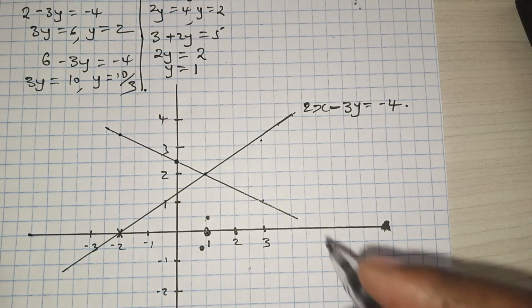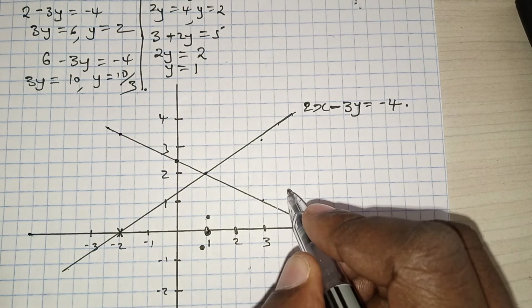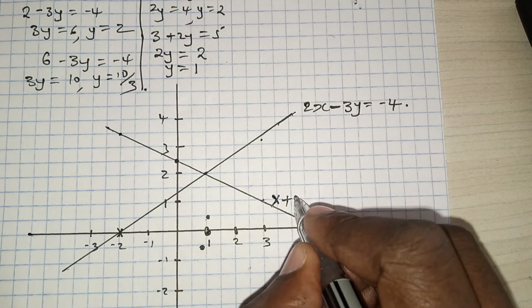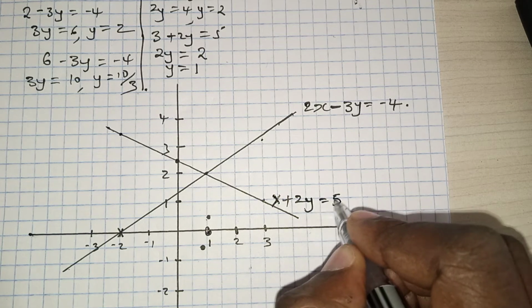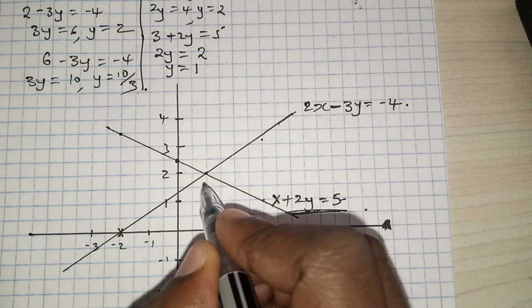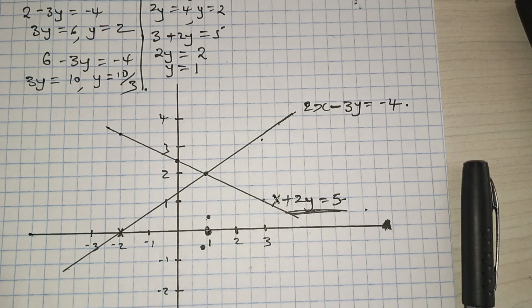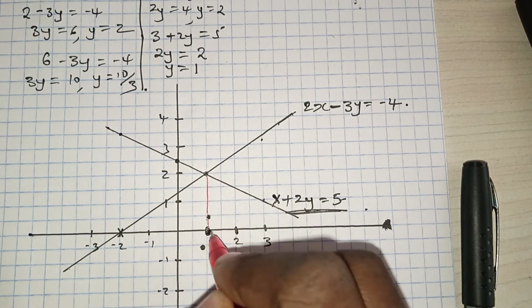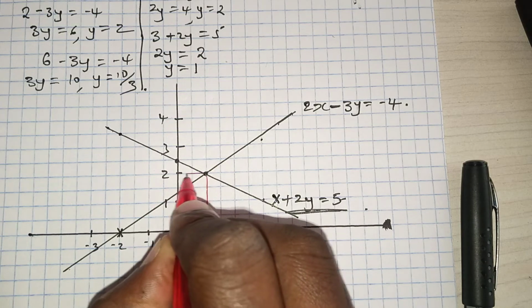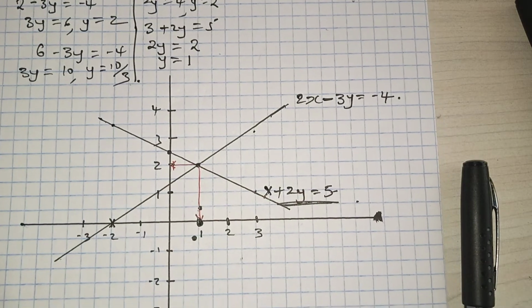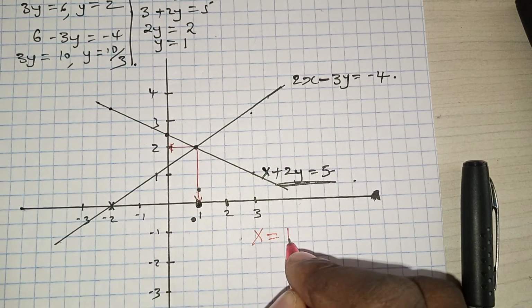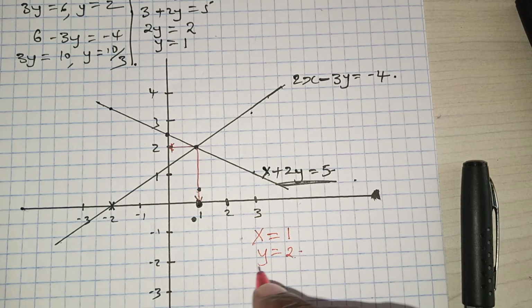And we name the line. What is the name of the line? The line is x plus 2y is equals to 5. You can see the point of intersection very clearly. When you drop with this, you'll find that x is equals to 1 and y is equals to 2.